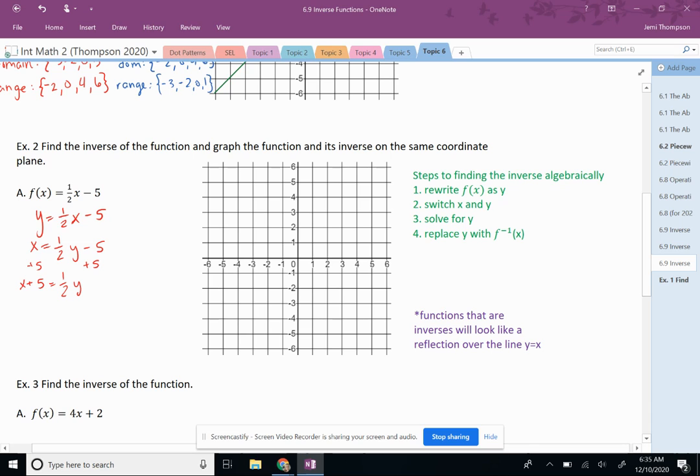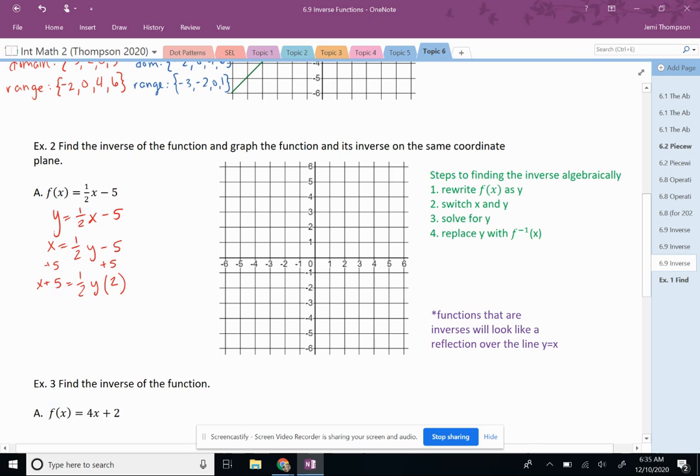x plus 5 is equal to 1/2 y. And then to get y by itself, I'm going to multiply by 2. So when I have 1/2 times y, we could also divide by 1/2. I tend to not divide by fractions. I'd rather multiply by the reciprocal.